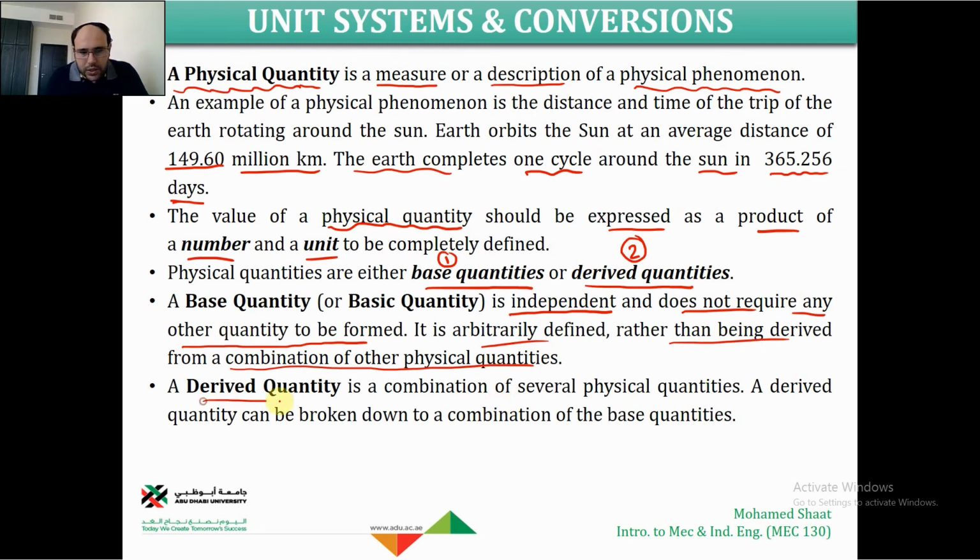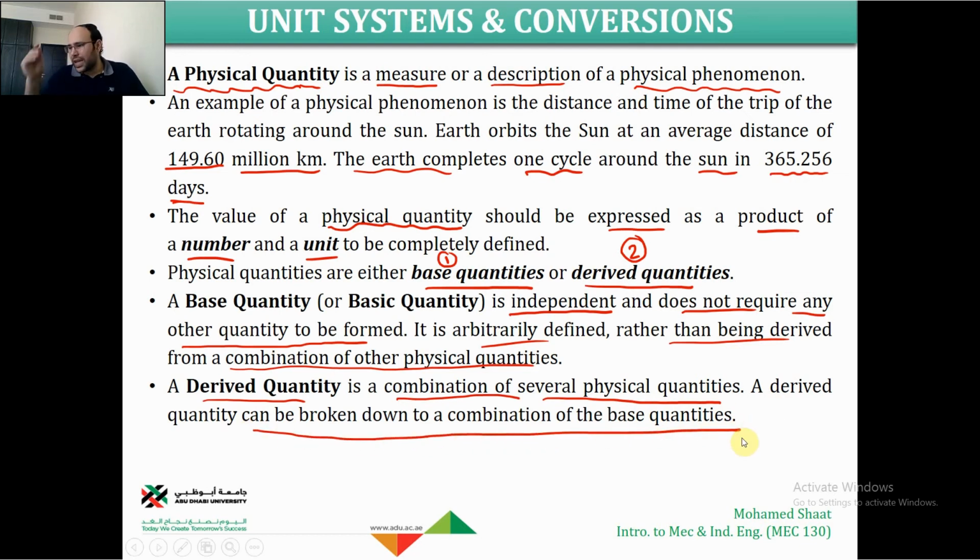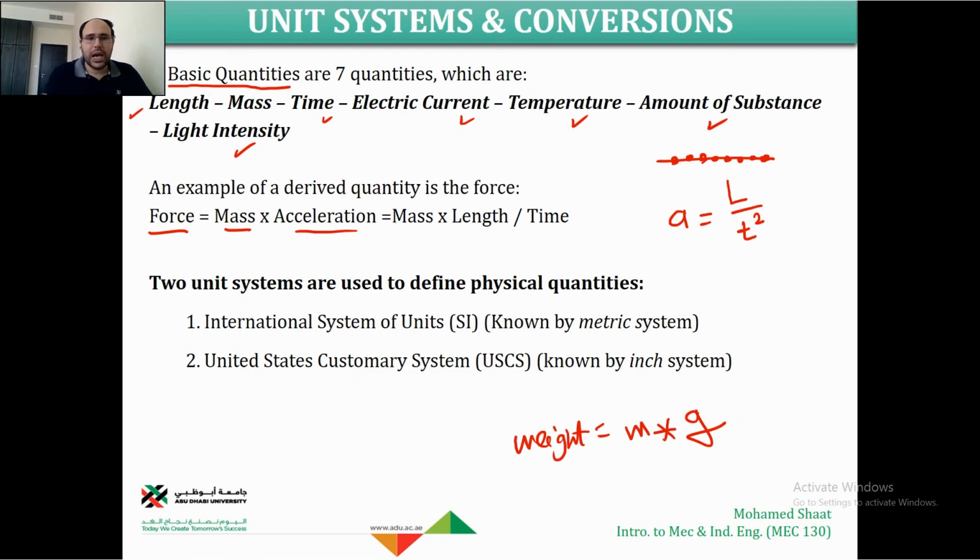But the derived quantities, on the other hand, are a combination of several physical quantities. We're going to combine the mass with the length and the time to form a force. We're going to combine the length with the time, and it's going to give us speed. It's going to give us acceleration, for example. So a derived quantity can be formed by combining multiple different physical quantities together. A derived quantity can be broken down into a combination of the base quantities, as already given here.